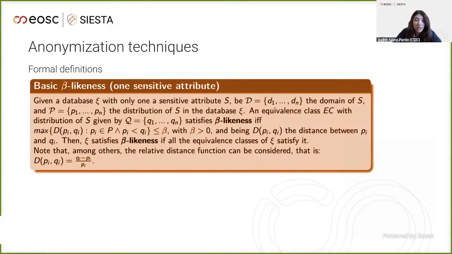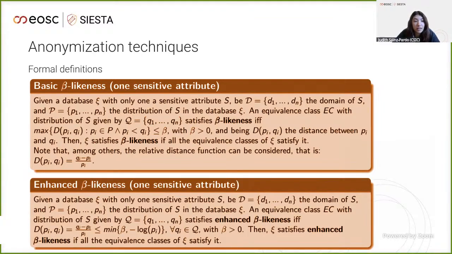And finally, same idea, but with the notions of beta likeness. We have the basic notion and the enhanced one, in which we are again interested in measuring, in this case with the relative distance function, the distance between the distribution of a sensitive attribute in an equivalence class and that in the whole database. And we can consider this basic notion in which we have this distance, the maximum distance bounded by beta, or we can also consider a more restricted version in which we also restrict it with the logarithm of the distribution in the whole database.